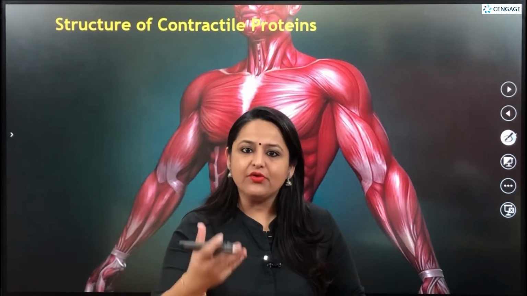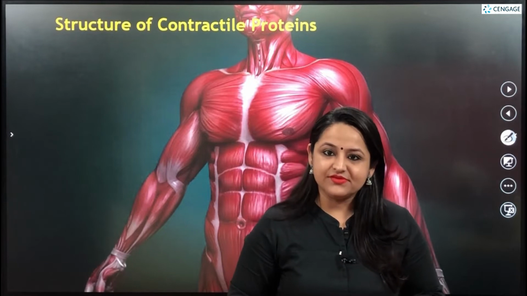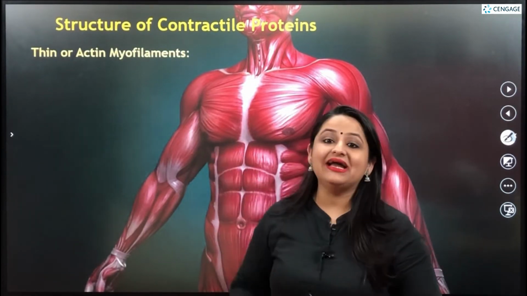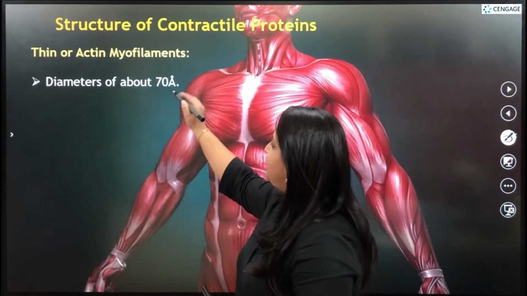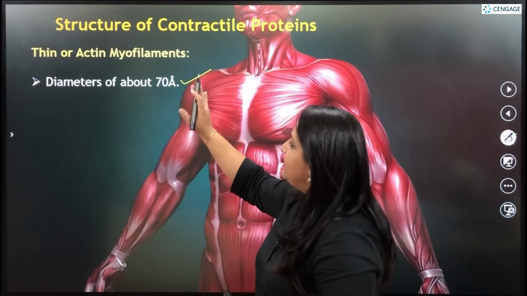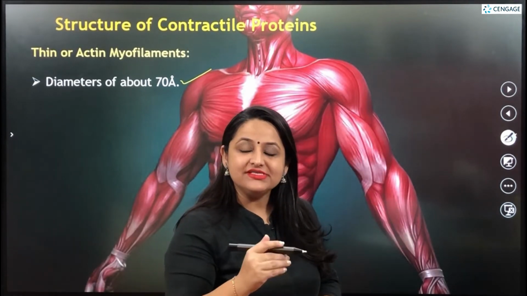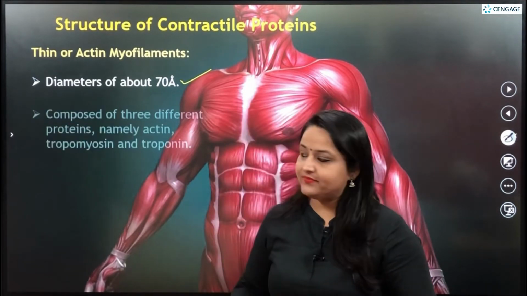Now we are actually going to talk about the structure of these contractile proteins which are present inside the filaments. So first we'll talk about the thin, or the actin, myofilament. The average diameter of a thin myofilament is around 70 angstrom. So this is the diameter of the actin myofilament.